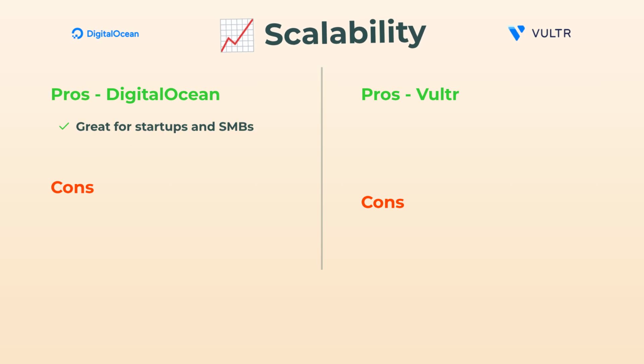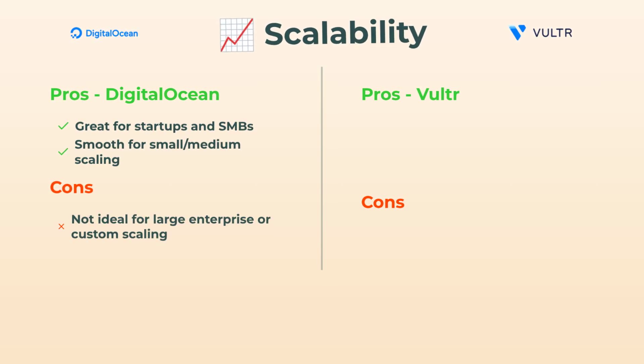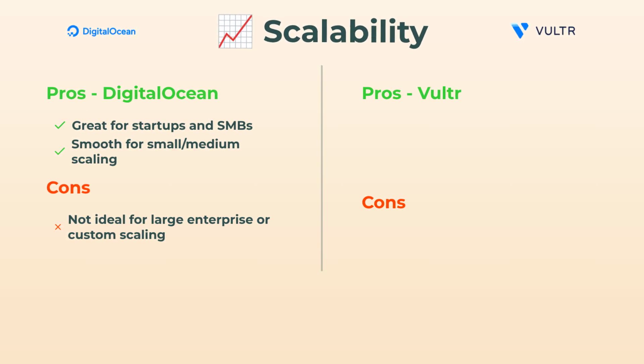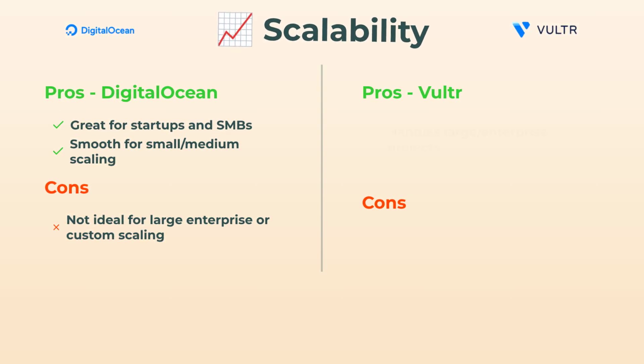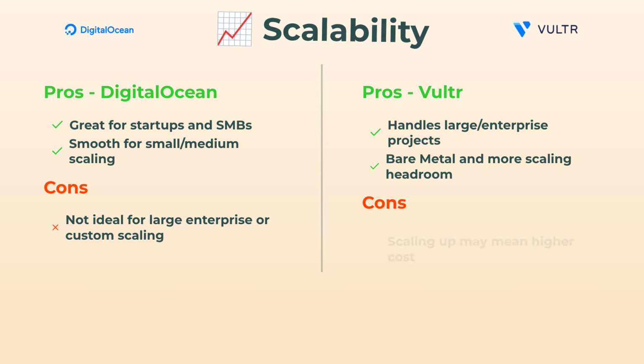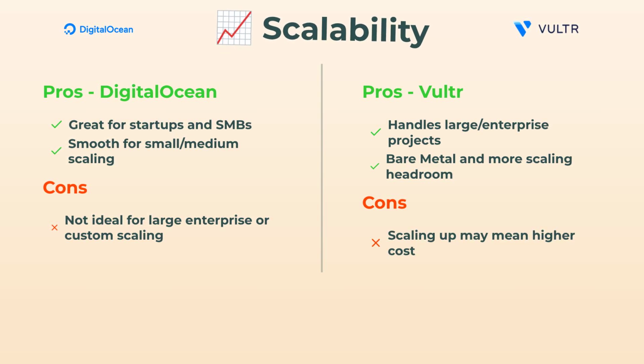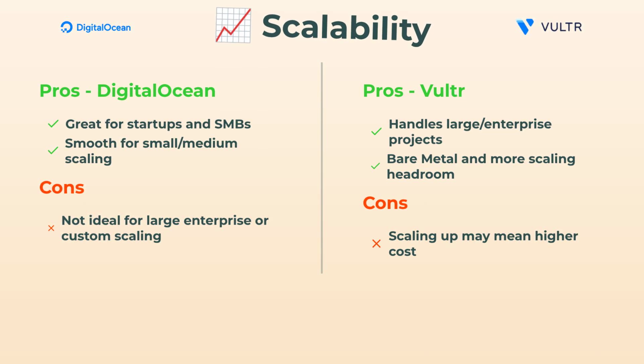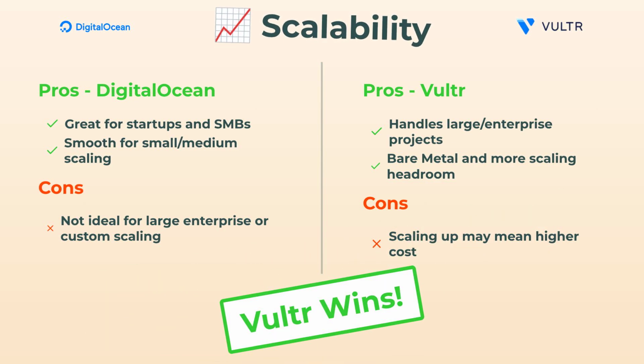Let's talk scalability. If you're just starting out, DigitalOcean feels great for small businesses and startups. You can grow your project from tiny to medium-sized without drama. But when things get enterprise level or you need custom scaling, you might hit some limits. Vultr, meanwhile, doesn't shy away from big jobs. They have bare metal and all that high-end stuff, so you're technically covered no matter how wild your scaling gets. The catch: bigger projects, bigger bill. Still, for scalability muscle, Vultr pulls ahead.